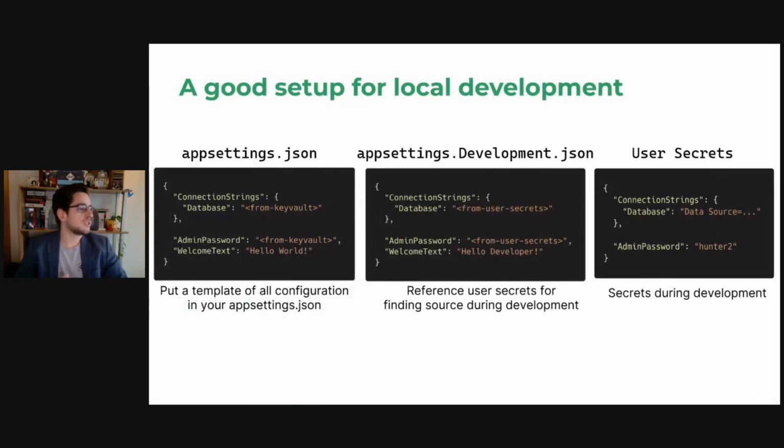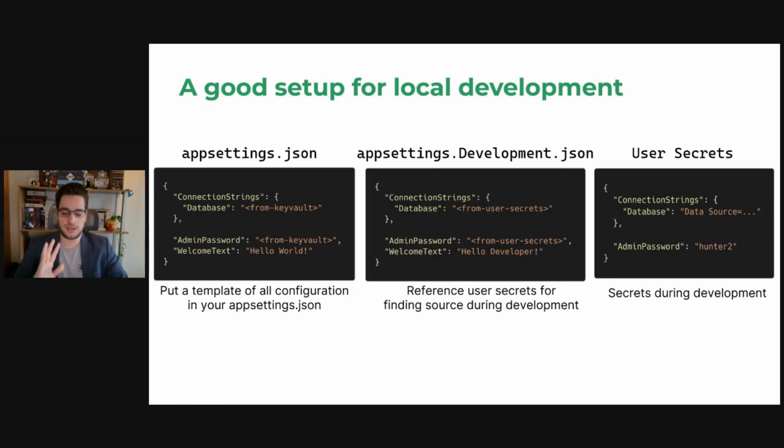So a good setup for local development that I recommend is the following. In our appsettings.json, I have connection strings to a database, but I don't store them there. I say you can find this in the Azure Key Vault, which is a service from the Azure cloud to store secrets. The admin password can also be found in the Key Vault, and the welcome text is just stored in appsettings.json, so we store it there.